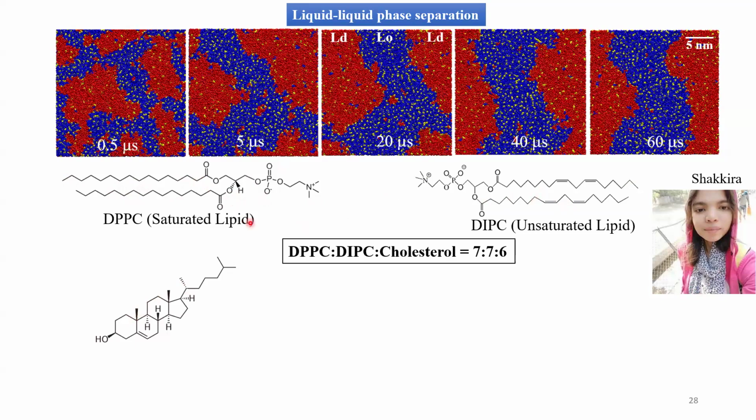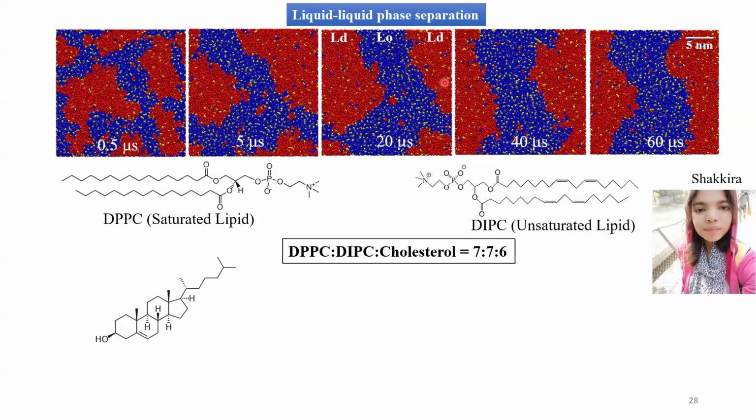Now, if you have particular compositions, you can have, in simulation also, a very heterogeneous structure, and you have a phase separation, liquid phase separations. These blue ones with the yellow, I think yellow color or green color, I don't know, are basically the liquid ordered phase, and these are the liquid disordered phase. These two different phases are there, and the dynamics here is very interesting.